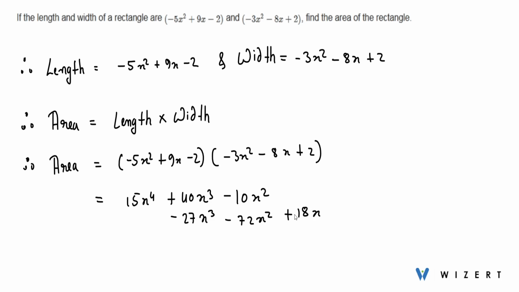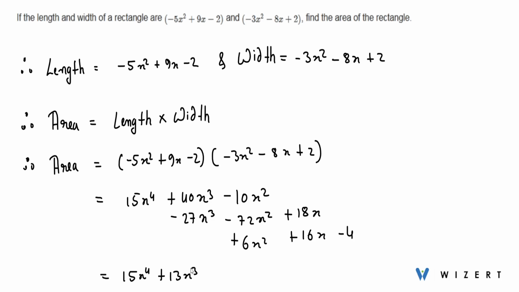And let's move on to the last term of the first pair of brackets, which is minus of 2. So minus of 2 multiplied by minus of 3x square will give us plus 6x square, and then we have minus of 2 multiplied by minus of 8x is plus 16x, and minus of 2 multiplied by 2 is minus of 4. This upon further simplification will give us 15x raised to the power 4 plus 40x cube minus 27x cube will give us plus 13x cube.